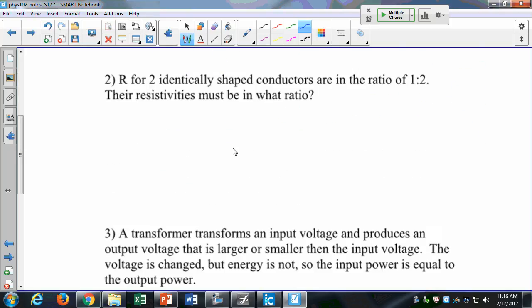R for two identically shaped conductors. That means L and A are the same for these, and the resistances are in the ratio of 1 to 2. So what must their resistivities be? What is the ratio of their resistivities?